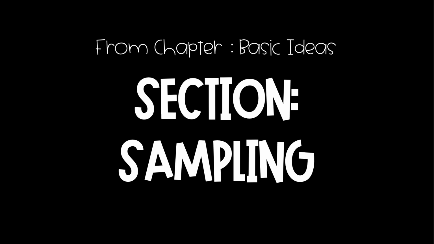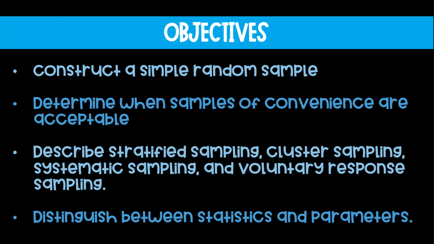Hello students, this is the section Sampling from the chapter Basic Ideas. In this section, we go over how to construct a simple random sample, how to determine when samples of convenience are acceptable, and we describe stratified sampling, cluster sampling, systematic sampling, and voluntary response sampling. We also want to be able to distinguish between statistics and parameters.